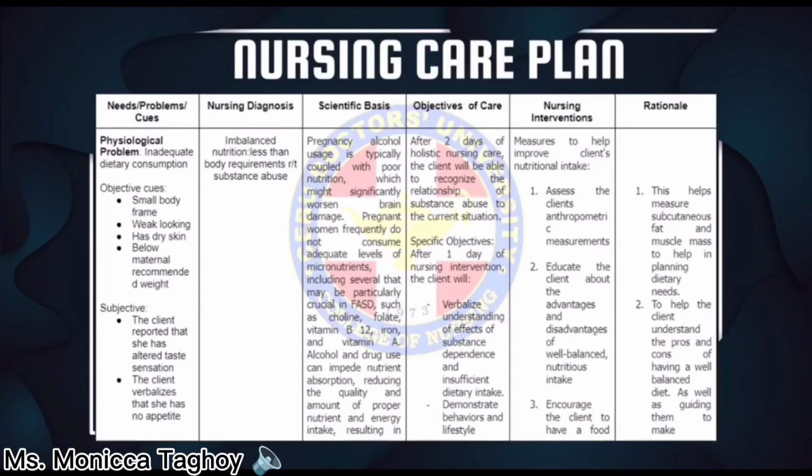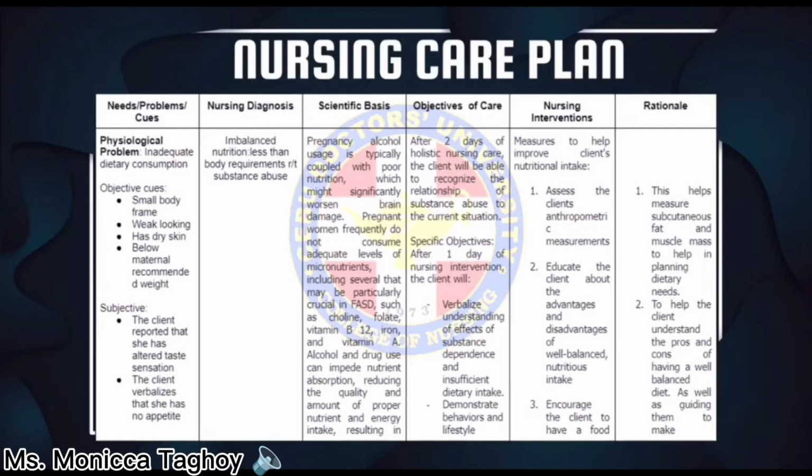I will now be presenting our nursing care plan for drug abuse. We have come up with a physiological problem, which is inadequate dietary consumption. For our objective cues, we have small body frame, weak looking, has dry skin, and below maternal recommended weight. For our subjective cues, the client reported that she has altered taste sensation. The client also verbalizes that she has no appetite. Based on these cues, we have come up with a nursing diagnosis, which is imbalanced nutrition, less than body requirements related to substance abuse.